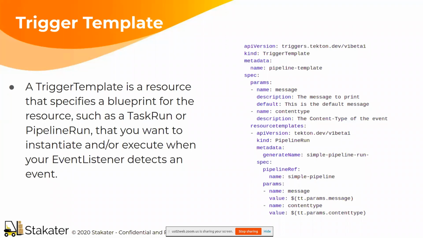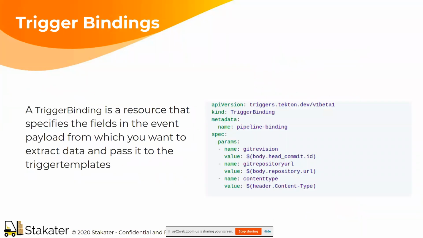Trigger template also accepts the parameters like pipeline and task, and it passes them to the pipeline, actually the pipeline run, and the pipeline run then passes to the task, and the task to the task run. So trigger template is just a resource that we want to create whenever the event listener detects an event. And we also have a trigger binding.